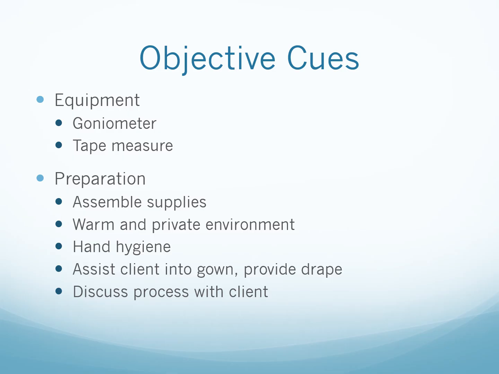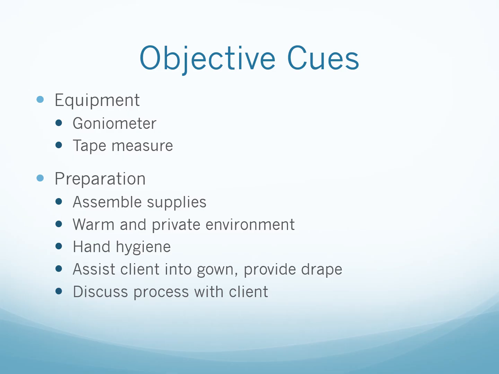So first, let's talk about equipment. A goniometer. This is a tool used to measure joint angles and range of motion. While you may not use one during every routine nursing assessment, it can be useful in rehabilitation settings, orthopedic care, or when monitoring progress over time. I've seen a lot of physical therapists use this tool.